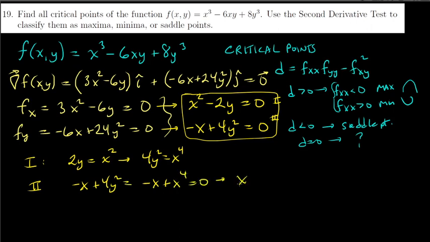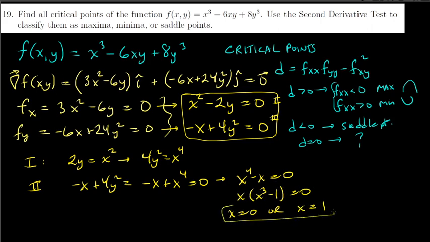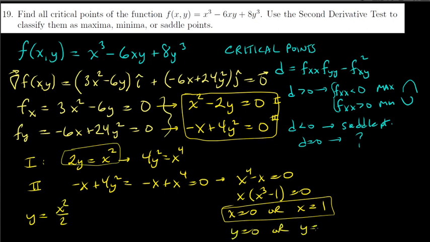And we can solve that equation by factoring out an x. So we either get x equals 0 or x equals 1, right? The cube root of 1 is 1. There are 2 other solutions to this equation, but they're imaginary, so we don't care. So 2 x's, and then let's see, what was y? 2y was x squared, right? So y was x squared over 2. So if x is 0, y is 0. And if x is 1, y is 1/2.